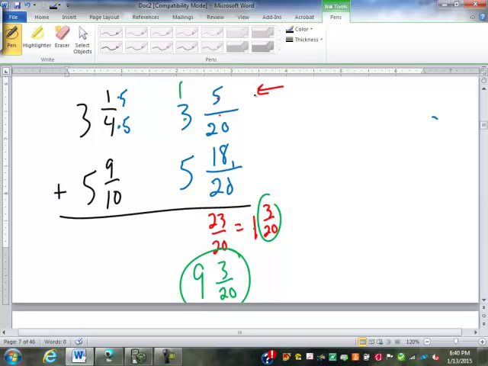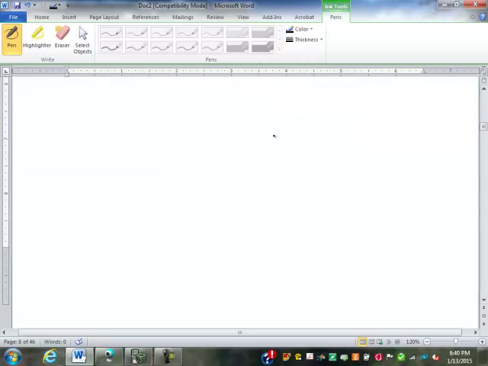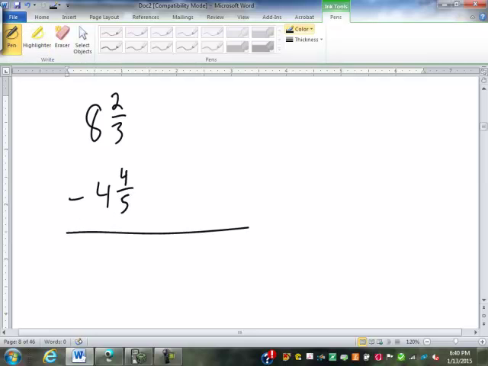Subtraction of fractions is pretty much the same. We're going to jump right into mixed numbers for subtraction. Do something like 8 2/3 minus 4 4/5. Just like with addition, we need a common denominator. In this case, it's going to be 15. This is going to be 10, and this will be 12.